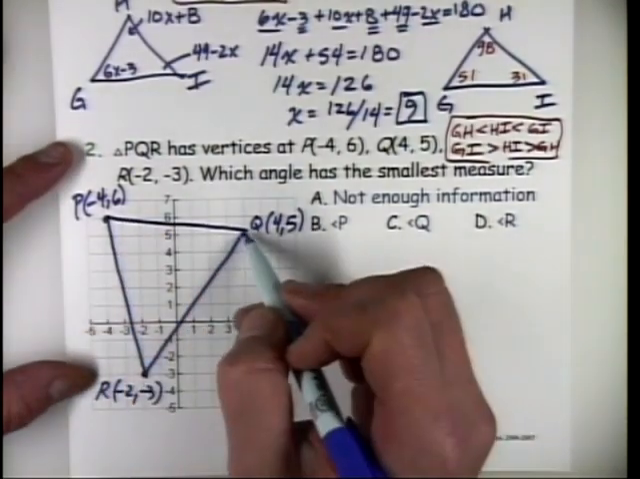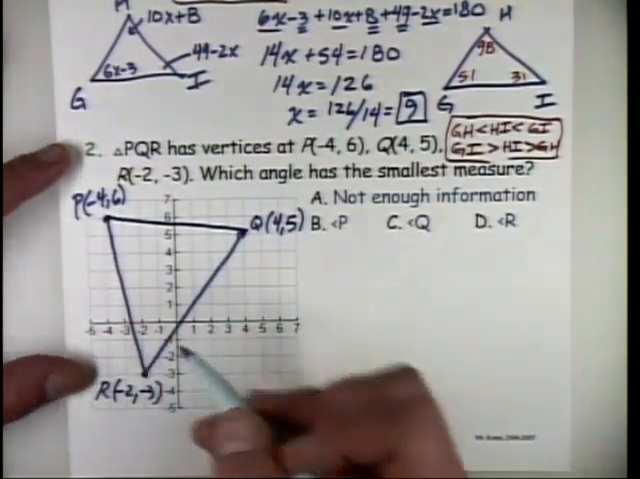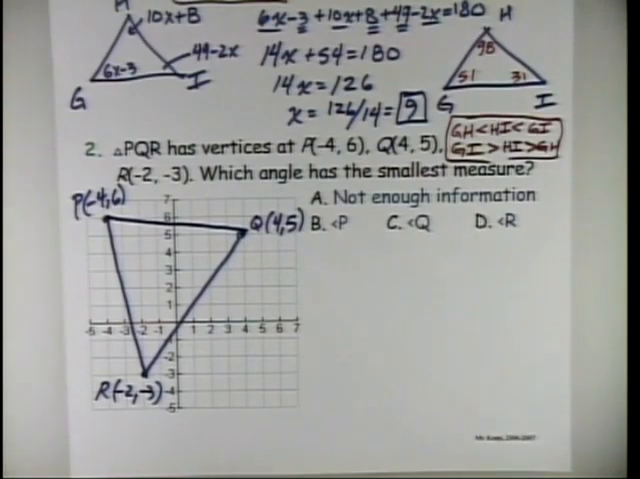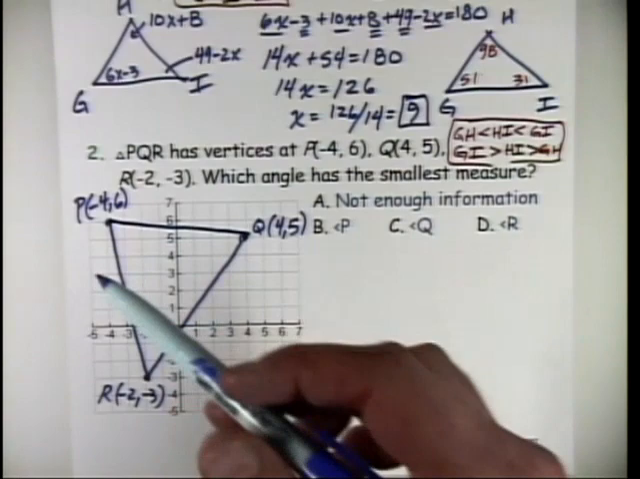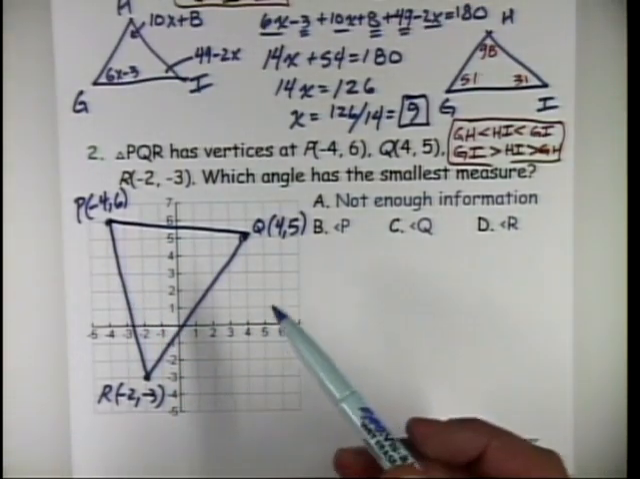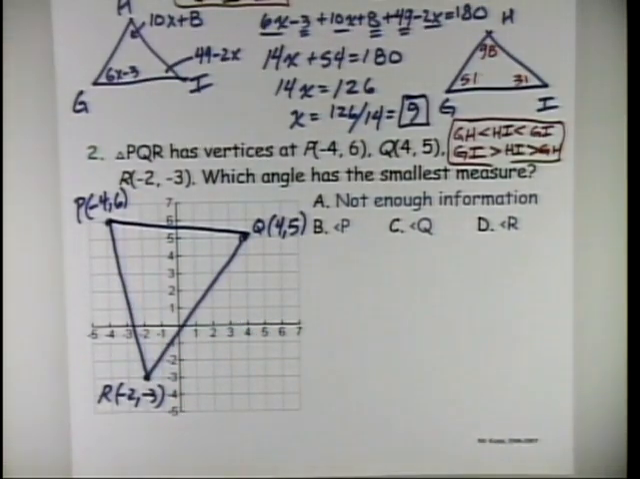And voila, it's a triangle. Okay? Now, we're trying to find which angle has the smallest measure. So the theorem says that opposite the smallest angle is the smallest side. So opposite the smallest side should be the smallest angle. So we need to find the side lengths here.